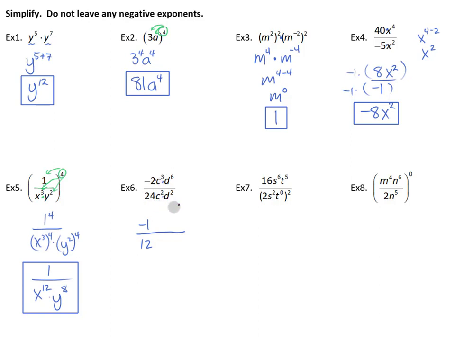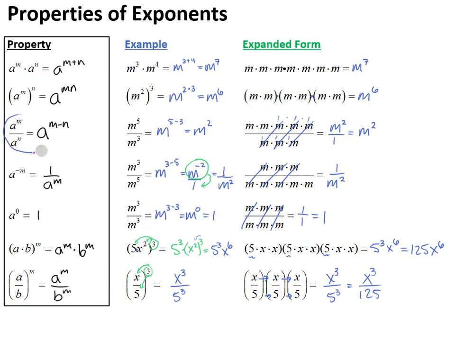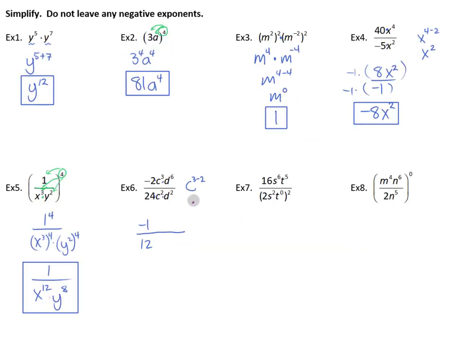Okay, so then I look at my first variable, c. I notice I don't have any negative exponents. That's good. So when I have two of the same bases being divided, we have this property that says I can subtract my exponents in the order of the top minus the bottom, 3 minus 2. So 3 minus 2 is 1, and that would start again in the top of my fraction.